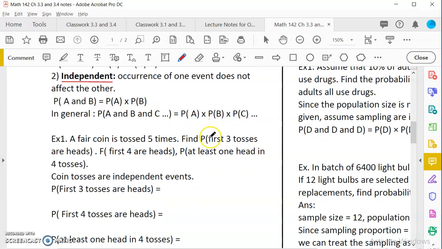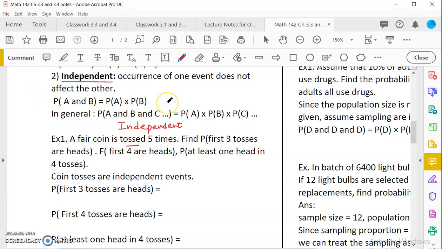So a good example would be a fair coin being tossed, and we know that the tosses are independent, right? How do I know? Because when you toss the second time, it really doesn't matter what you have tossed the first time. The second time's outcome is independent of the first. So we can use the independent multiplication rule, which just keeps on multiplying.